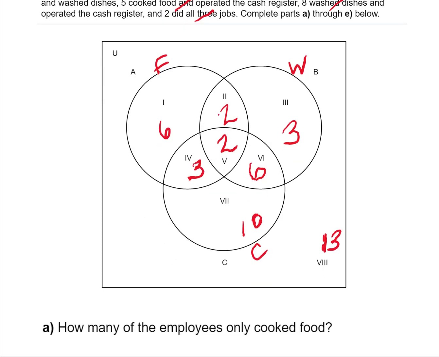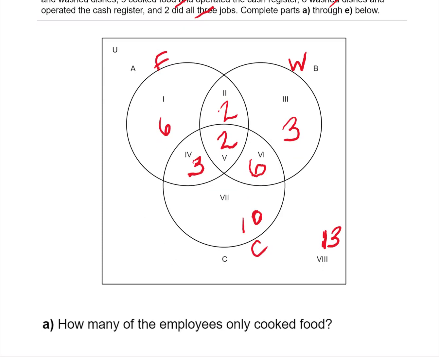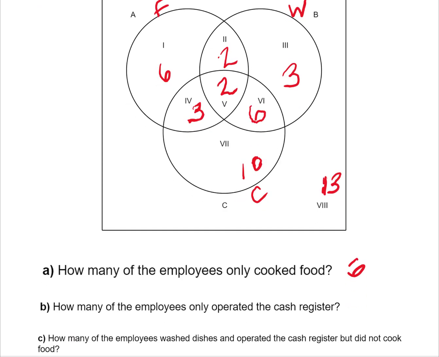All right, so now I can answer the questions. How many employees only cooked food? So only cooked food is going to be 6. How many employees operated only the cash register? Only cash register we see is 10, that's region 7. How many employees washed dishes and operated the cash register but did not cook food? So that's washed dishes and operated the cash register. So that's going to be region 6, and that's going to be a 6.